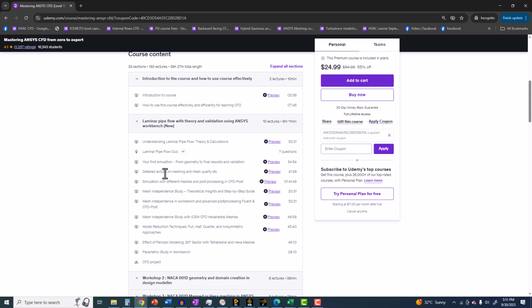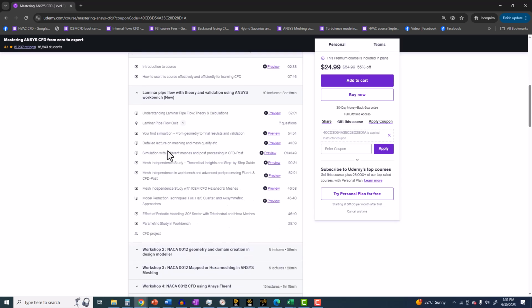Then I give a lecture on meshing and mesh quality. And then I proceed with three different mesh types: multi-zone, sweep meshing, and tetrahedron. And we have done the post-processing in CFD Post. In the first simulation, it was done in Fluent, so you will learn both Fluent post-processing and CFD Post post-processing tools.